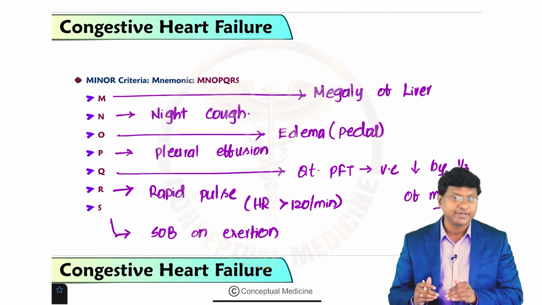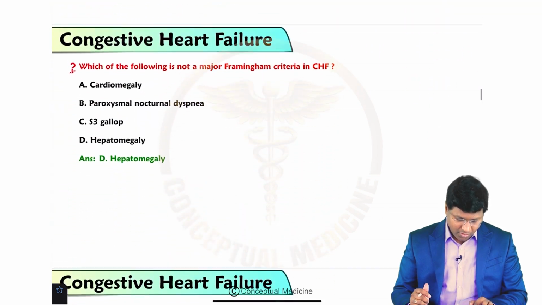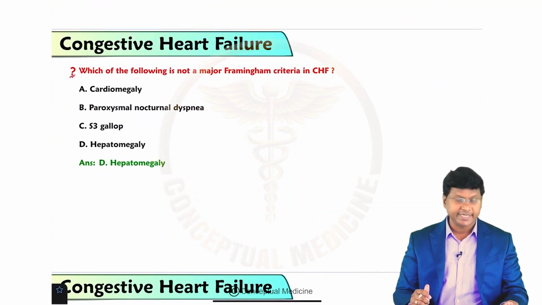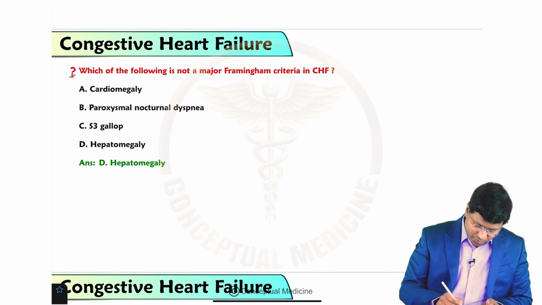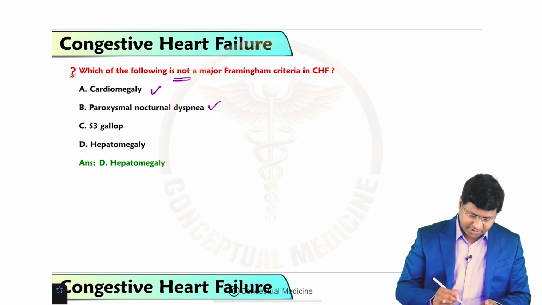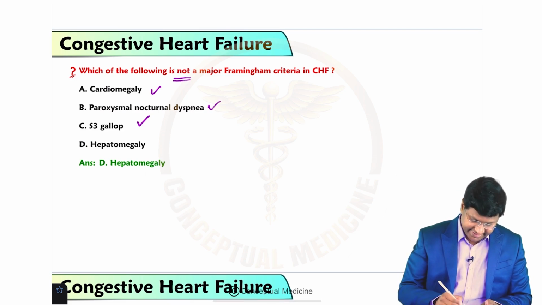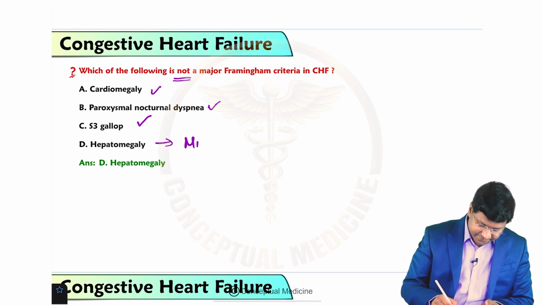Now going back to the question which I showed you in the beginning: all of the following are major criteria in congestive heart failure, except. The presence of cardiomegaly is a major criterion. Paroxysmal nocturnal dyspnea is also a major criterion. S3 gallop is also a major criterion. But hepatomegaly will be the minor criterion.